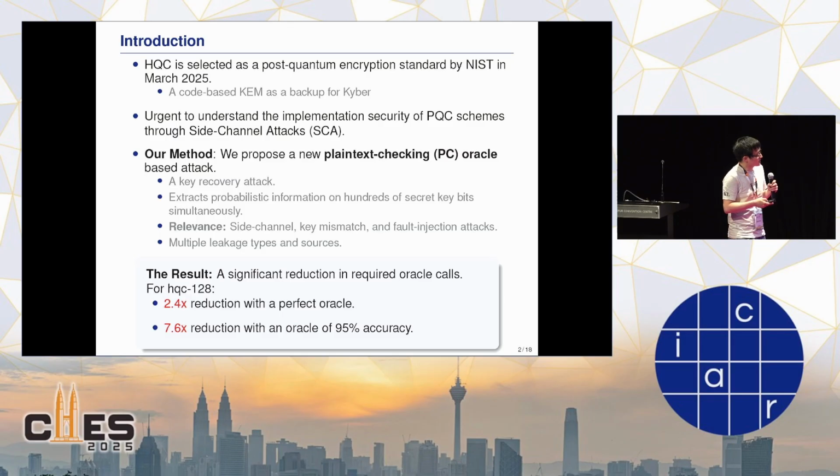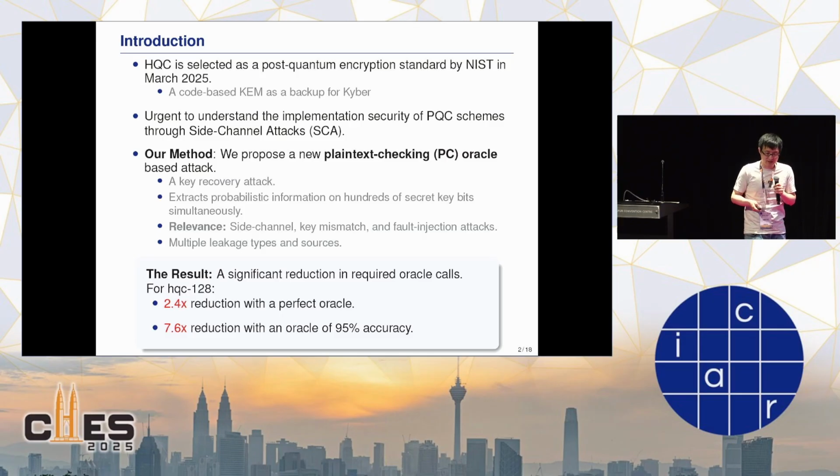Another thing is this kind of attack can exploit very generic leakage sources. For instance, you may build such an Oracle-based attack from this decryption phase, from this re-encryption phase, or this ciphertext checking phase, from this FO transform. So let's see the new results.